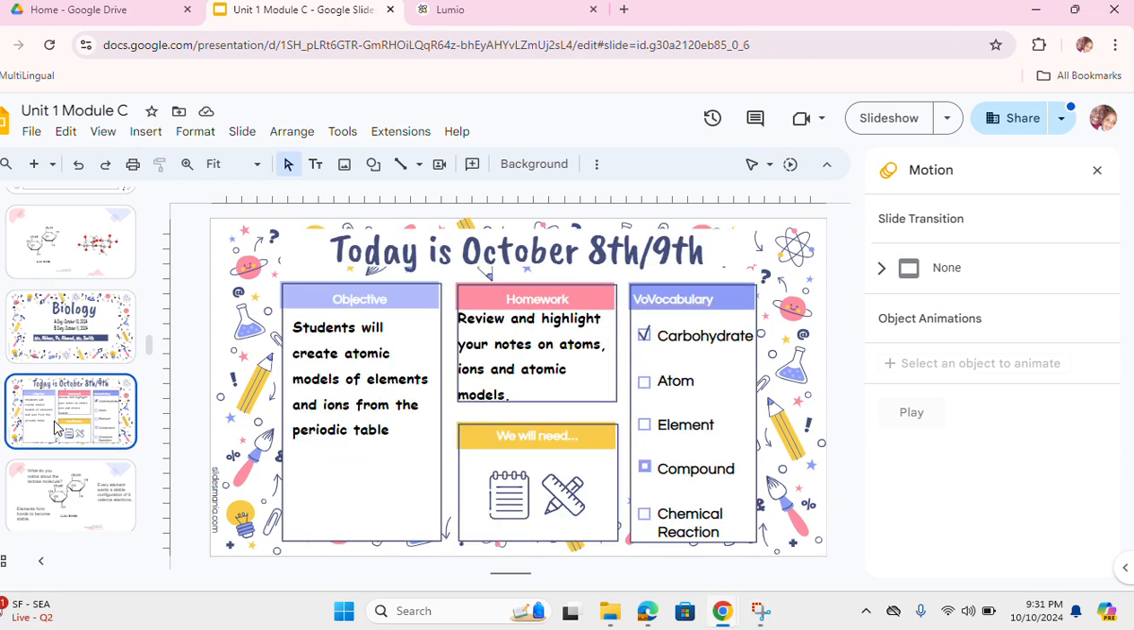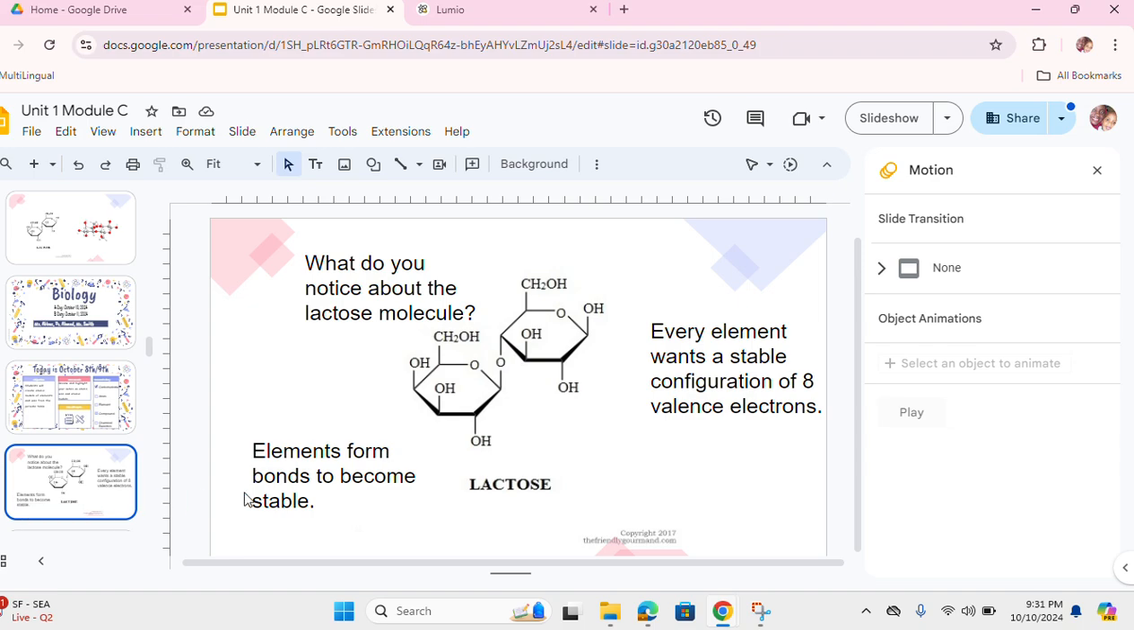Okay, so we are going to continue to create and look at the atomic models of elements, and we will go over ions in this video as well as covalent bonding. Make sure you go back and review your notes in order to help you understand things better.